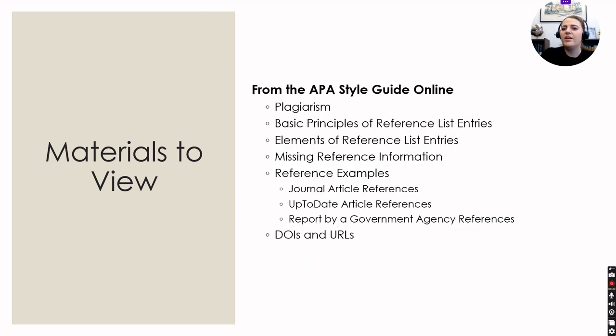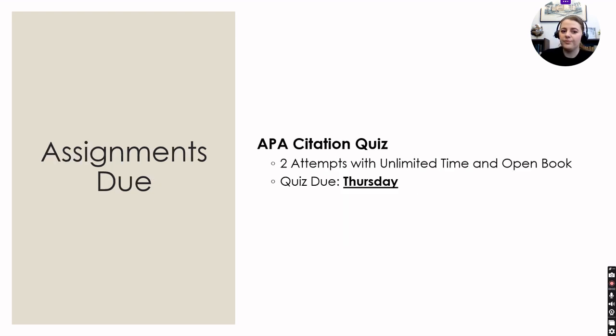Also, we do have the APA style guide that you guys need to look through, and those pieces of information are plagiarism, the basic principles of the reference list entries, elements of your reference list, missing reference information, your reference examples of journal articles, up-to-date articles, and government reports, and then information on DOIs and URLs.